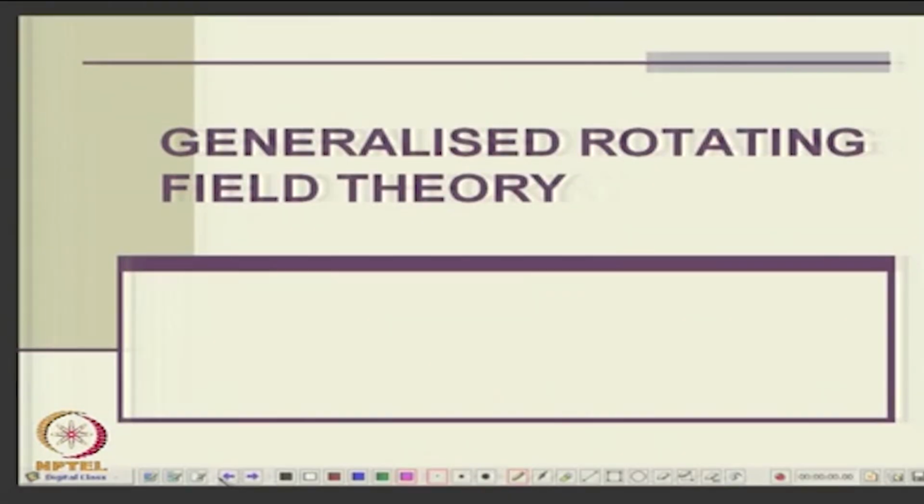So, we will stop it here, and next class we will make a generalized rotating field theory, meaning why only 2 windings, you can have more than 2 windings, and why only at 90 degrees, it can be any angle, supposing it is at 45 degrees, how do you analyze this. So, I think this is a more powerful tool that we will discuss after the next class. Okay. We will stop it here.